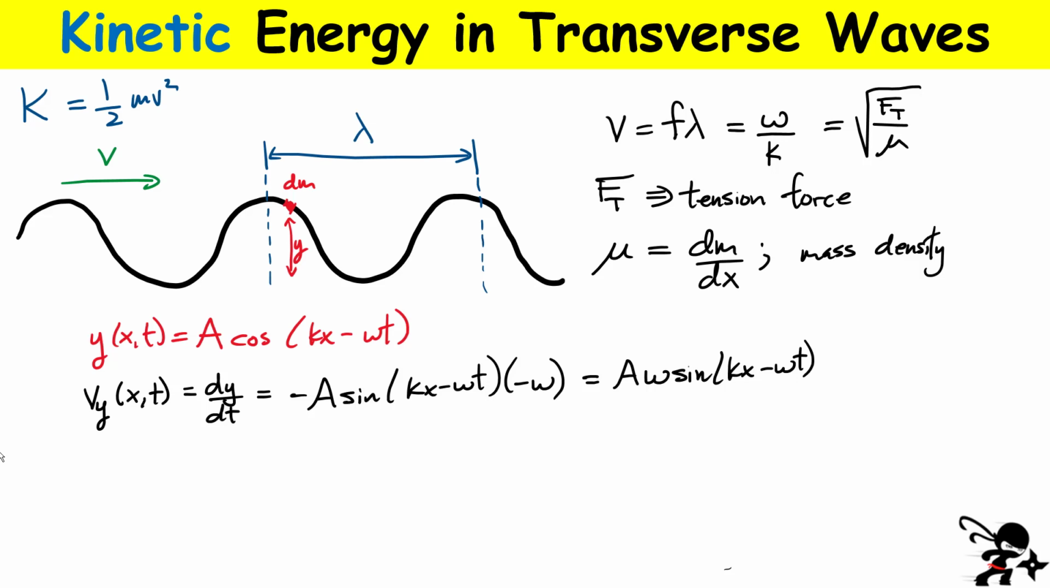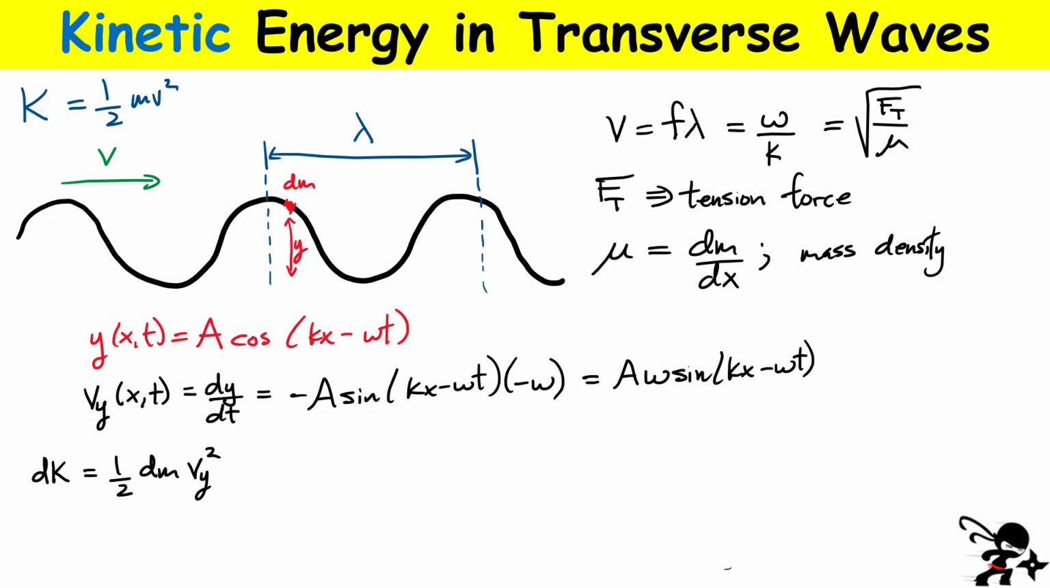So let's go back and look at a tiny segment. A tiny segment of the rope is going to have a little bit of kinetic energy. I'll call it dk. I still have the 1/2 term, which is here. Now for the mass, it has a little bit of mass, call it dm.